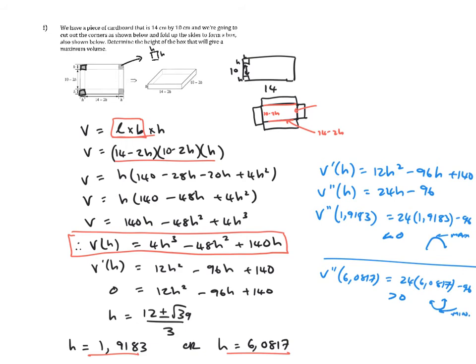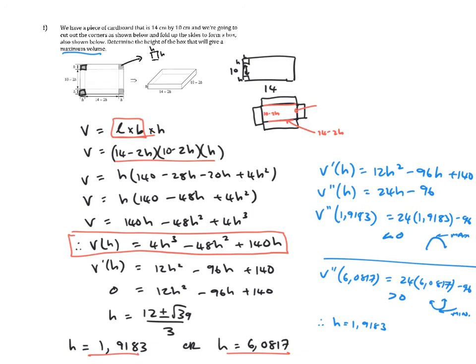So what did they ask you? To maximize the volume. So therefore, it's actually the smaller h. How cool is that? So therefore, h is equal to 1.9183. That will maximize the volume of that box. So yeah, and then did they ask you to determine the height of the box?